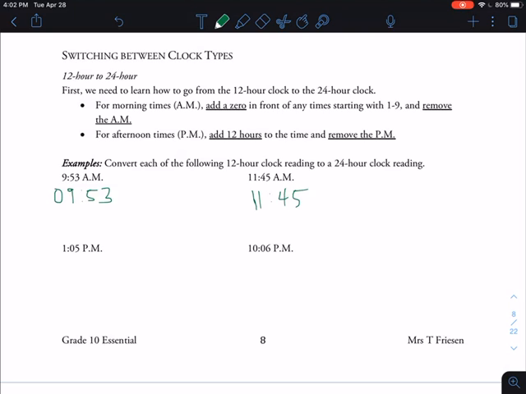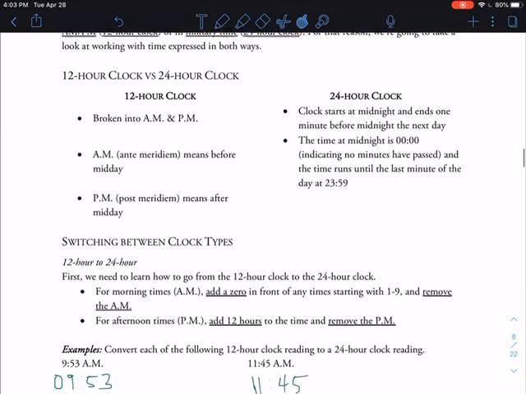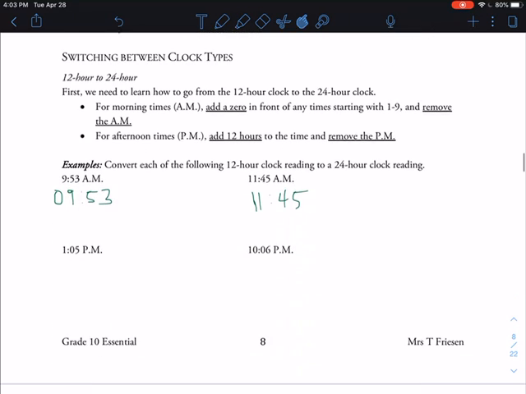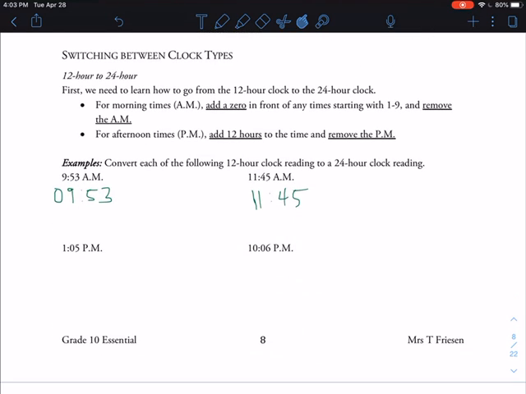Now, some of you might be wondering, how do you know if it's AM or PM? Remember that because the 24-hour clock runs until 23:59, 11 p.m. is not going to have an 11 in it. We're going to talk about that in a second.